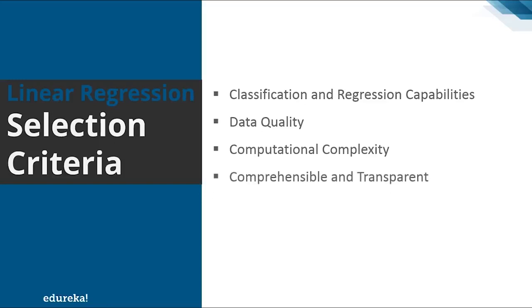Next is comprehensible and transparent. The linear regressions are easily comprehensible and transparent in nature. They can be represented by a simpler mathematical notation to anyone and can be understood very easily. So these are some of the criteria based on which you'll select the linear regression algorithm.